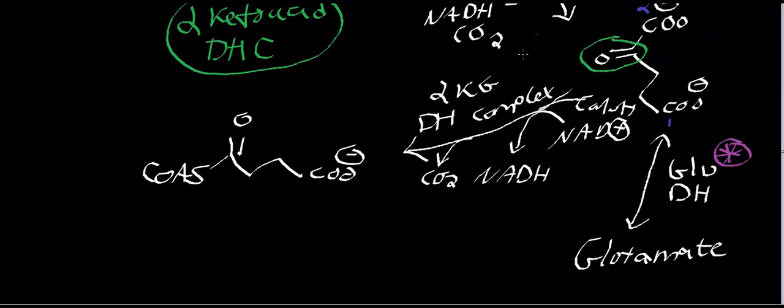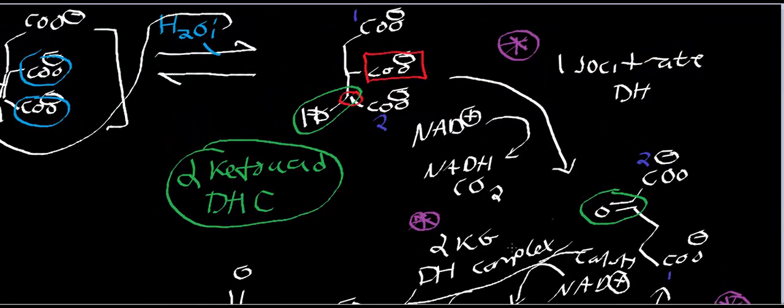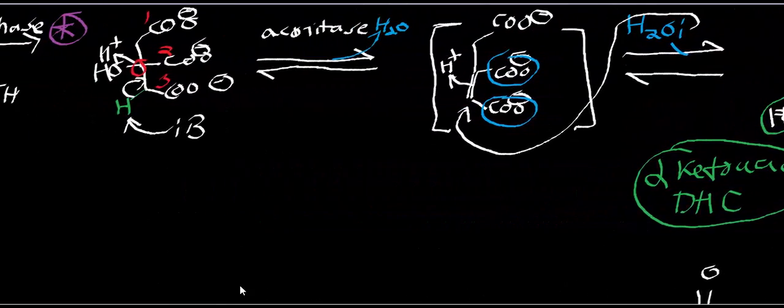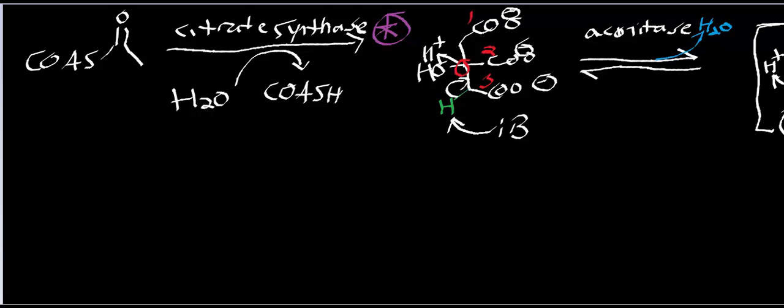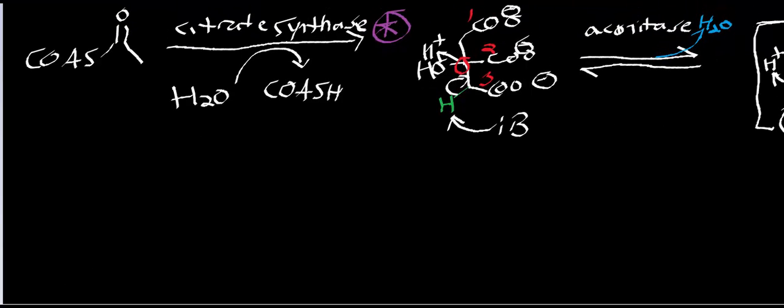Just like pyruvate dehydrogenase, this enzyme, alpha-ketoglutarate dehydrogenase, is also allosteric. It is also an allosteric reaction. So let me show you this.